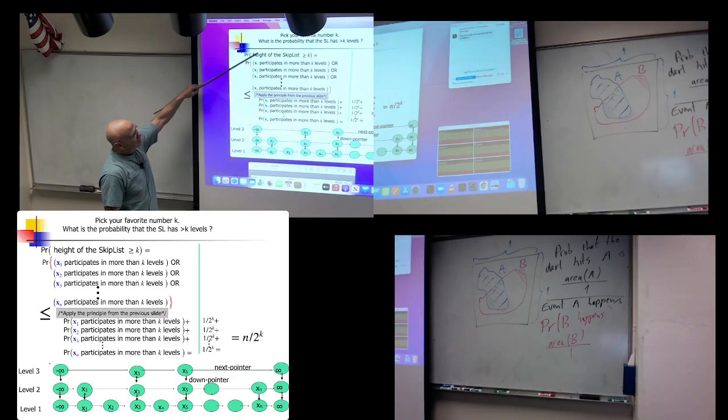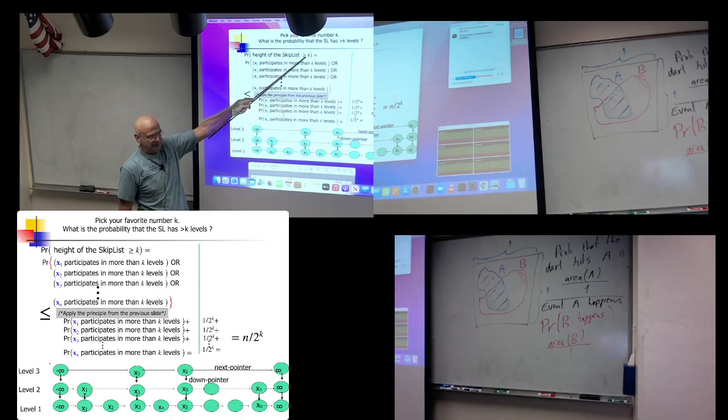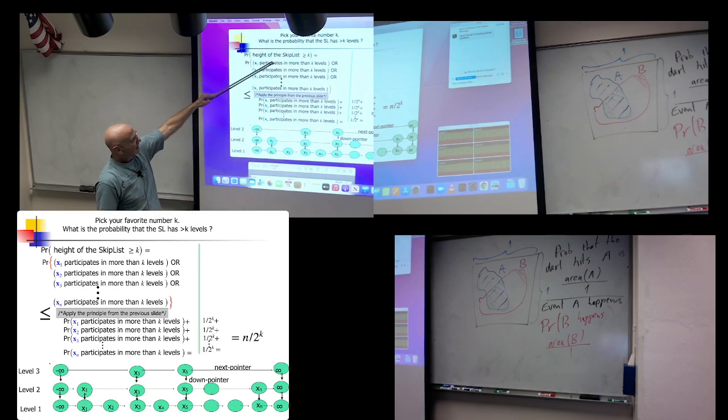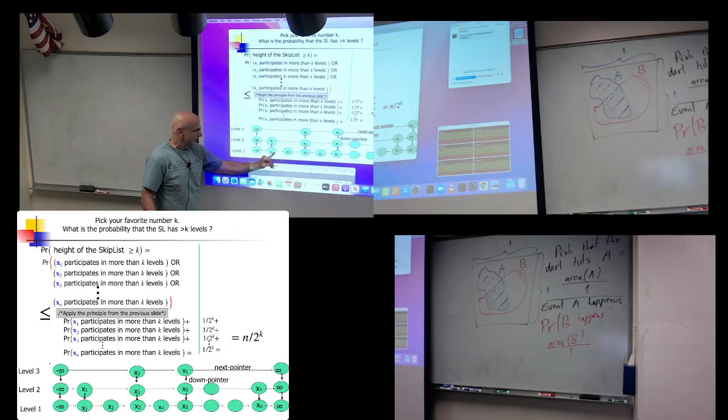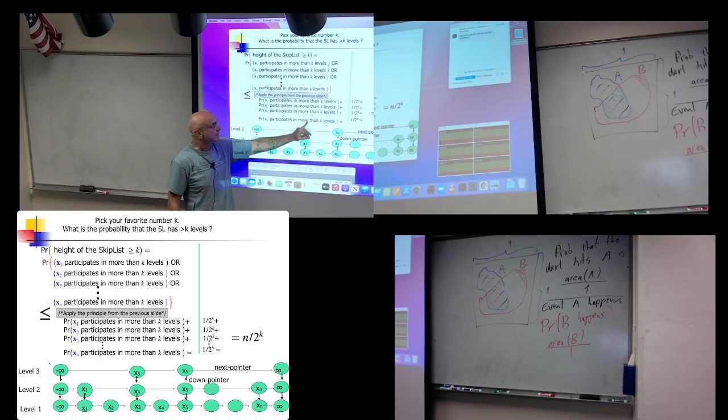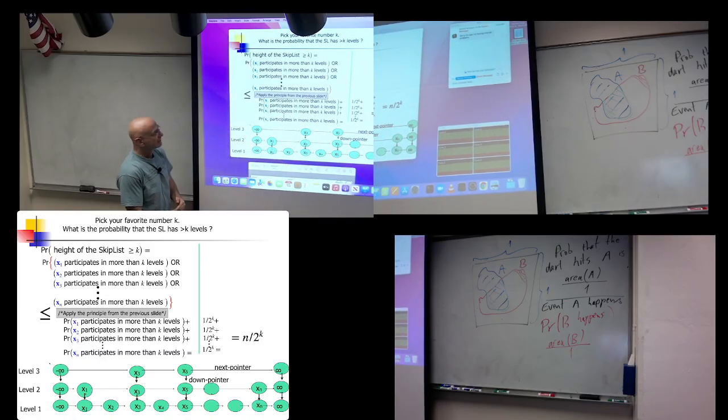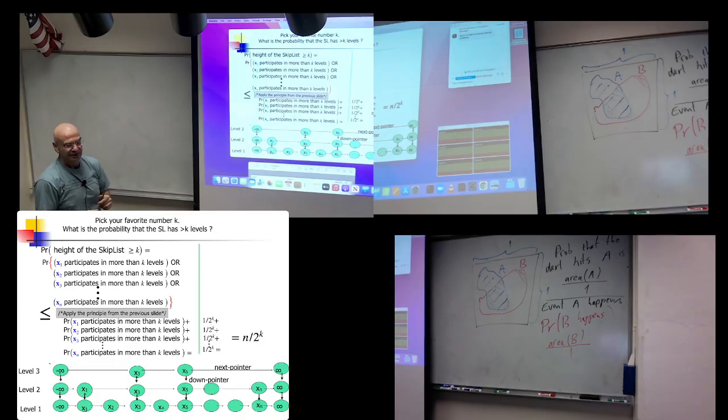That is, look at every value of k that you have in mind. k equals 17. We always like 17. How could it be that the height of the skip list is larger than k? It could happen only if X1 said, I want to be in more than k levels, or X2 said it, or X3 said it. One of the keys must have said, I want to be in so many levels.